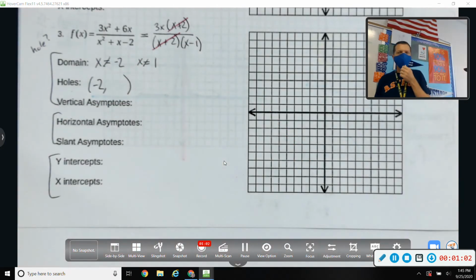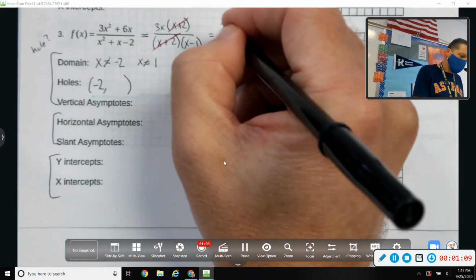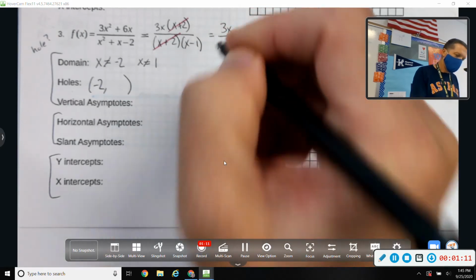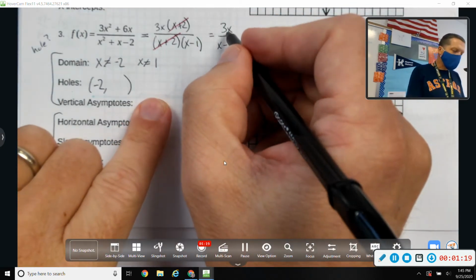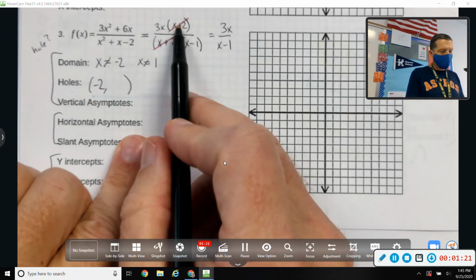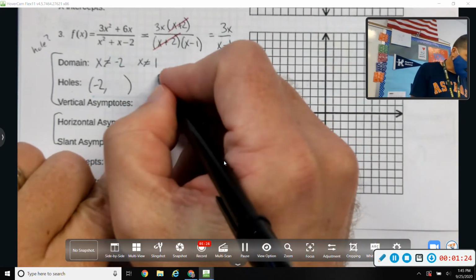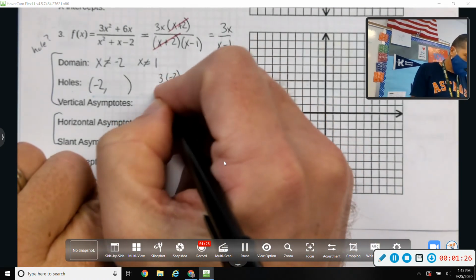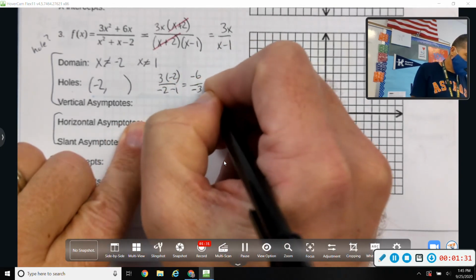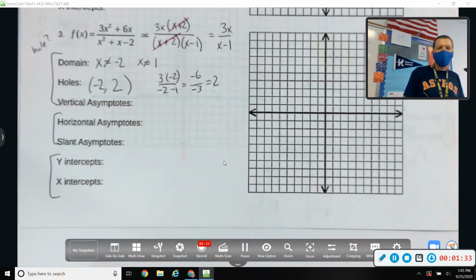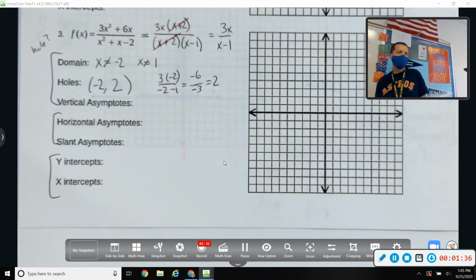But how do I get the y coordinate of the hole? You plug it in. If you know the x coordinate, you can plug it in to get the y coordinate. So I'm going to plug it into what's left. Don't plug it into the original. You'll end up with 0 over 0. Plug it into what's left. Hey, that's nice. That's rare that the hole works out to be a nice number.